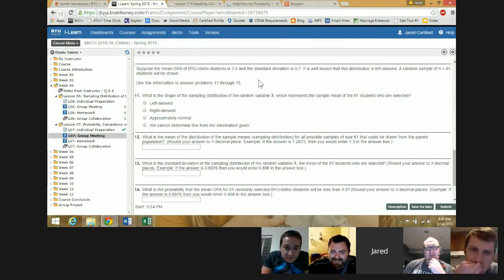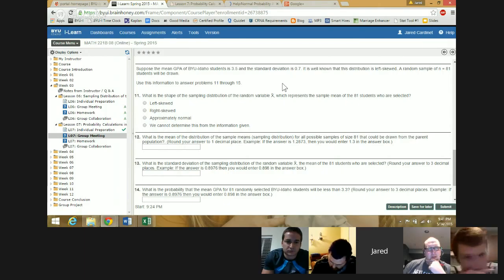All right. Suppose the mean GPA of BYUI students is 3.5, with a standard deviation of 0.7. It is well known that the distribution is left skewed. A random sample of 81 students will be drawn. Use this information to answer problems 11 through 15. What is the shape of the sampling distribution of x-bar, which represents 81 students? That would be approximately normal.